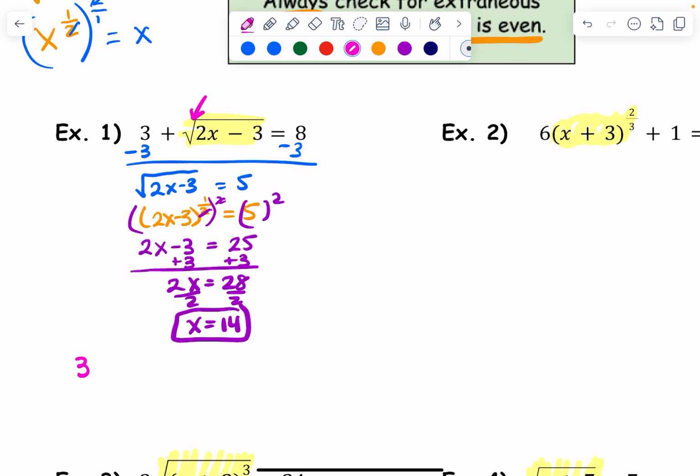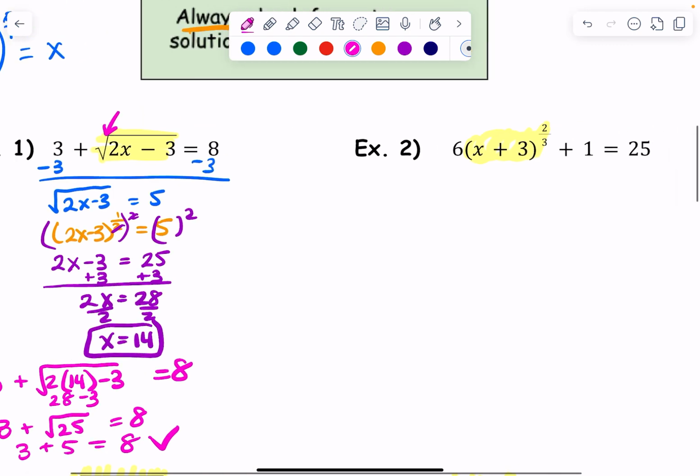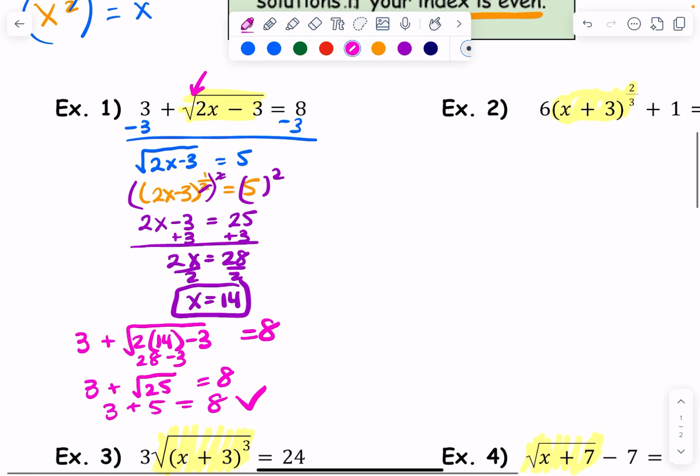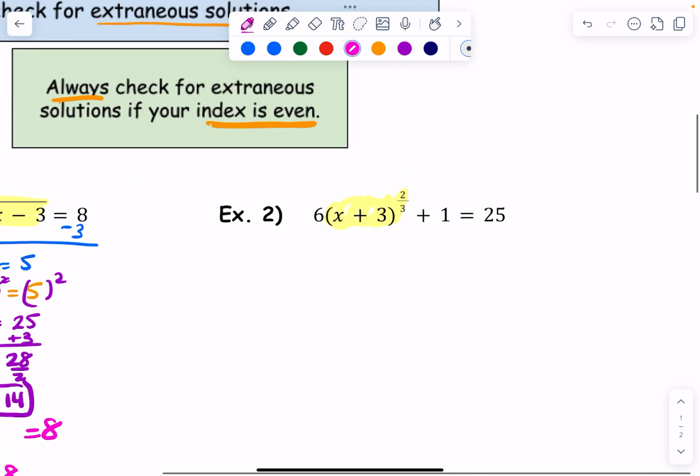So 3 plus the square root of 2 times 14 minus 3 is equal to 8. Let's see if this works out. This is 28 minus 3, so this is 3 plus the square root of 25 is equal to 8. Well, this is 3 plus 5 is equal to 8. So yeah, that works out, so we can keep that. That is our solution. The pink part is us checking the solution, and the purple is finding the solution.